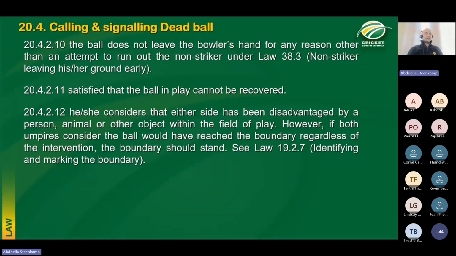I mentioned earlier under law 19, the boundary law, if you, the umpire, decide that the ball went to the boundary and a dog came running onto the field and intercepted the ball, if it wasn't for that interception of the dog, the ball actually would have gone for 4, you have the power to signal boundary 4. So yeah, lots happening. You need to make that call. If you think it would have gone for 4, you can signal boundary 4.